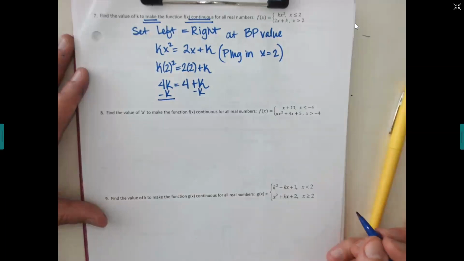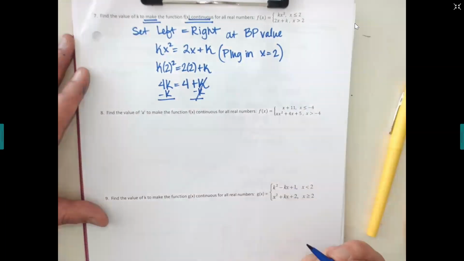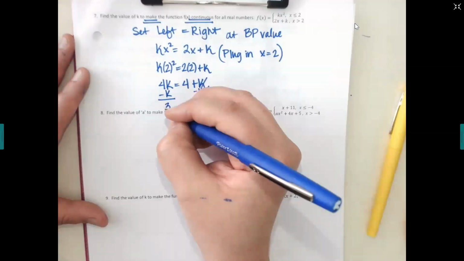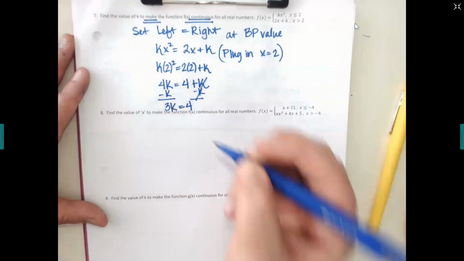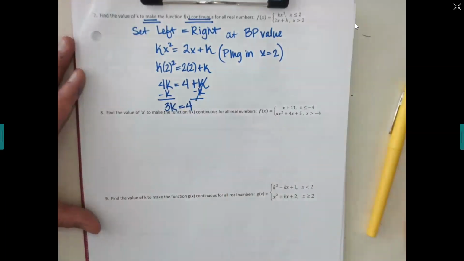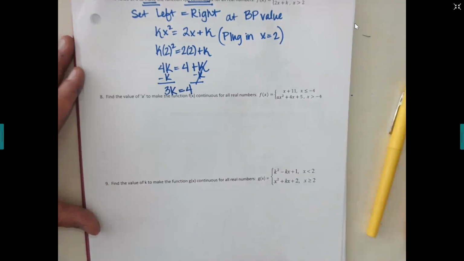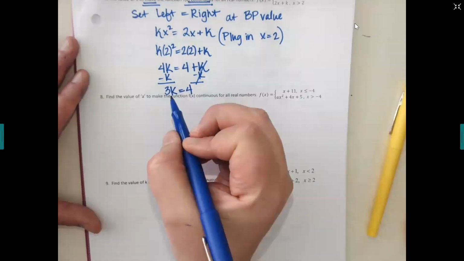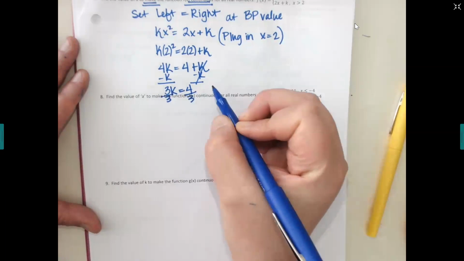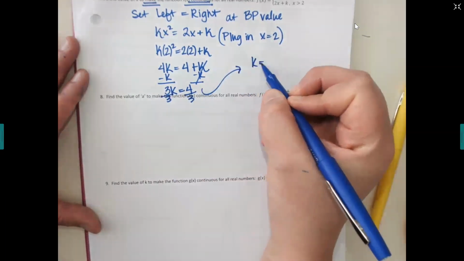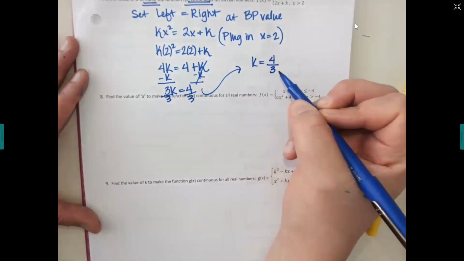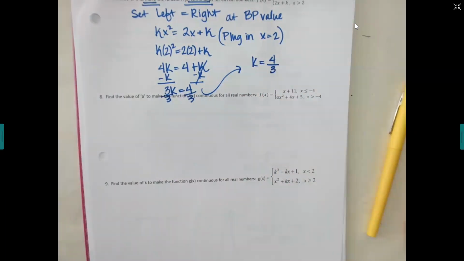4k, take away a k leaves me with how many? So 3k equals 4. And then what would my last step be? Divide by 3. Very good. So your final answer would be that if my k is 4/3, these pieces are going to come out to be continuous. But you're making it continuous and then solving for what that number would have to be. Does that make sense? Okay, can you try number 8?